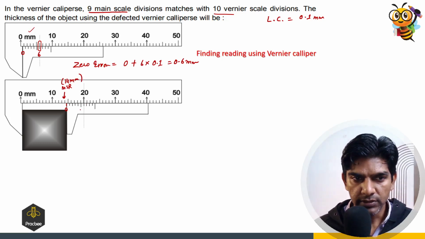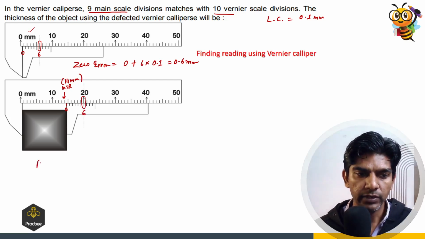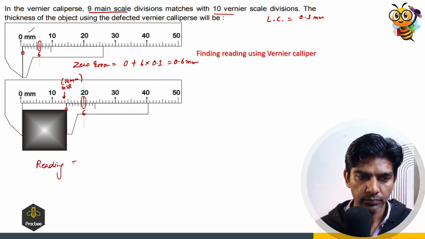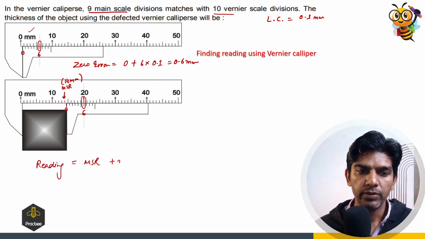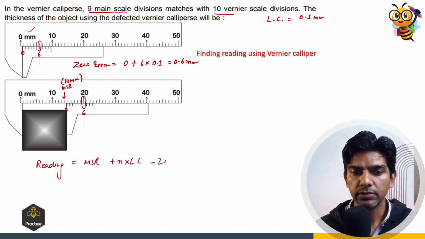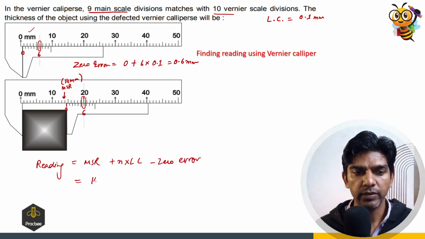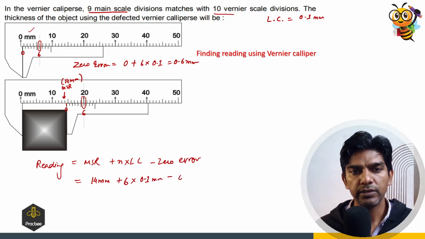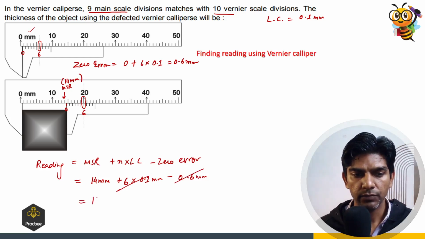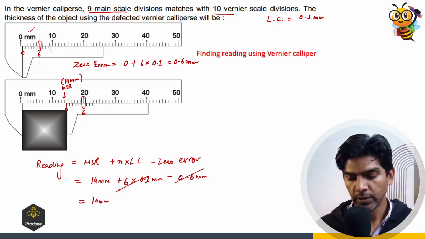And which division is coinciding with the main scale? We can say this 6th one. So 6th division is coinciding. So reading is given as main scale reading plus n times the least count minus 0 error. Here main scale reading is 14 millimeter, n is 6, least count is 0.1 millimeter, and 0 error is 0.6 millimeter. So this will get cancelled out. So we will get 14 millimeter as the answer.